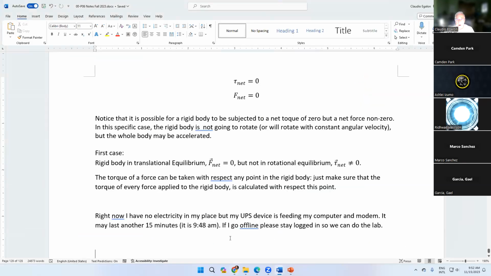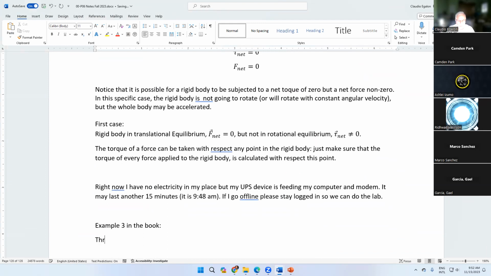So we go. Example 3 in the book. Three forces. Board in equilibrium. Remember, the board is a rigid body. The book didn't say that. So the board does not flex. This board does not flex at all.